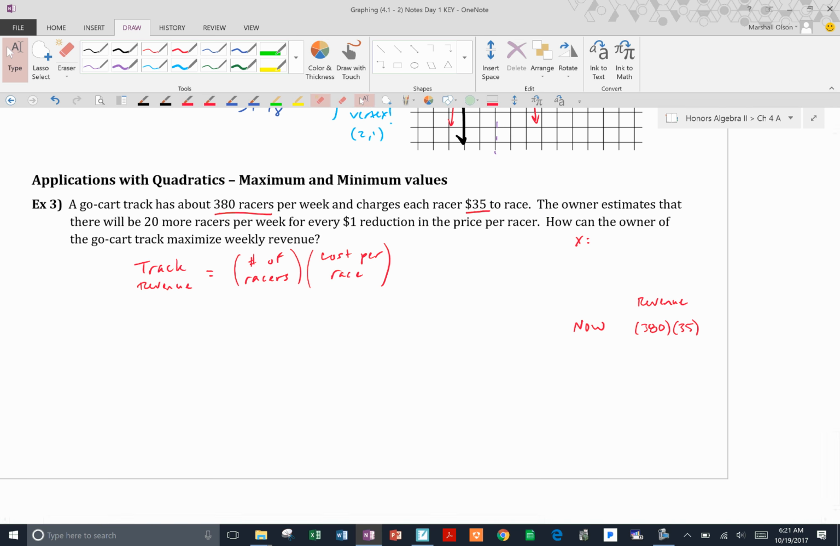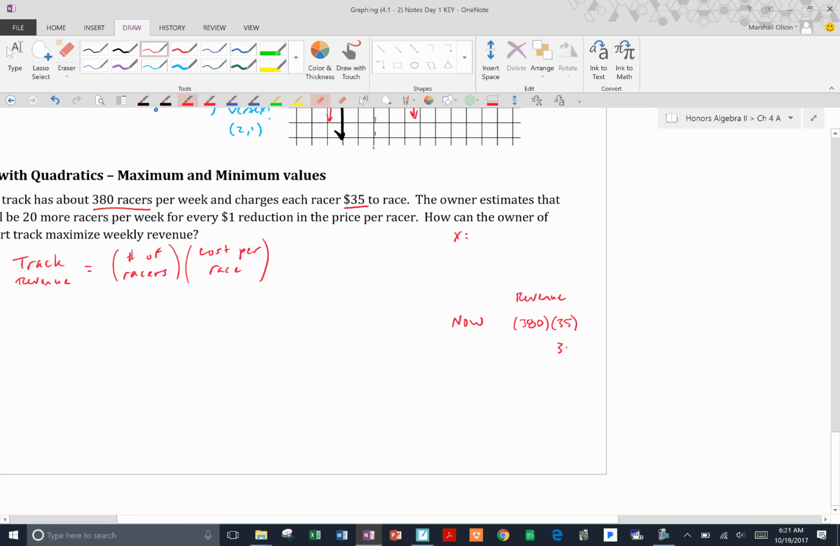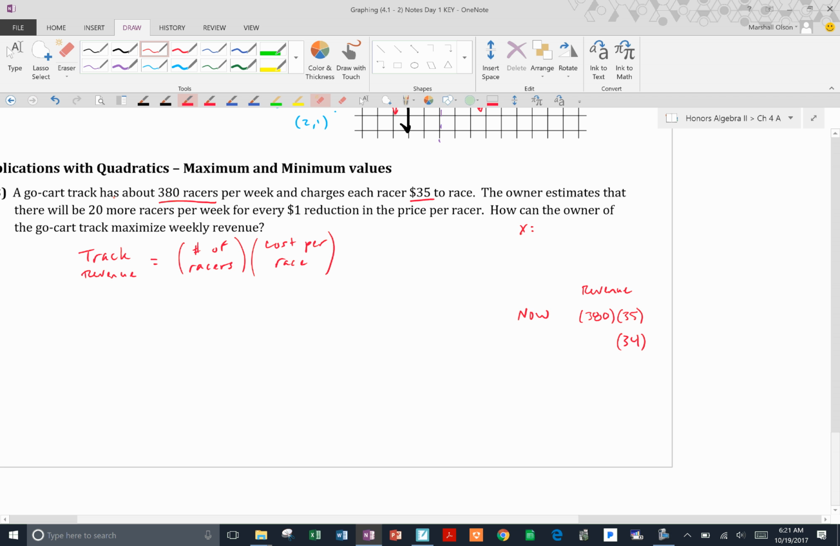What it says up here, before I started writing, I probably should have read the whole problem. The owner estimates that there's going to be 20 more racers per week for every $1 reduction in the price per racer. So every time he reduces the $35 price, if he were to reduce it to $34, for example, he estimates that he's going to have 20 more racers.